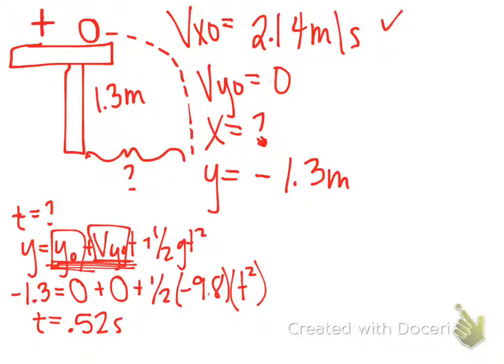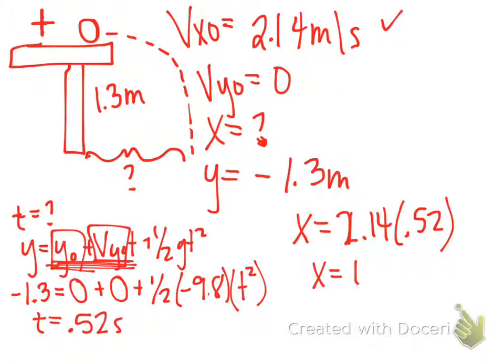All right. From there, we're going to take our time, plug it into x equals 2.14 times 0.52. I guess everyone agreed with my time, right? 0.52 seconds? All right, good. That means the marble is going to land 1.10 meters away from the edge of the table.